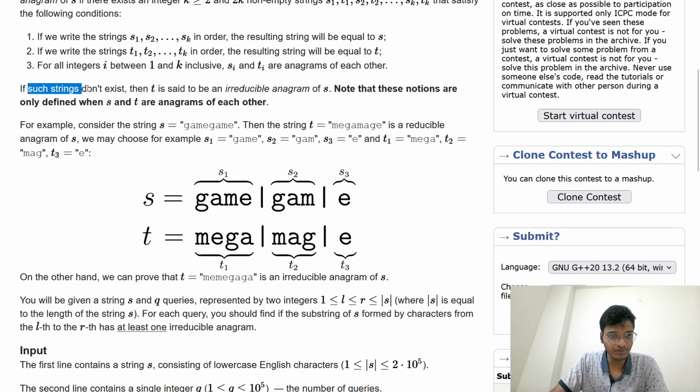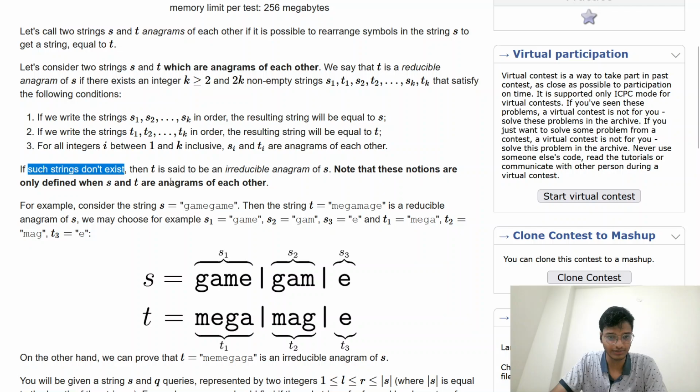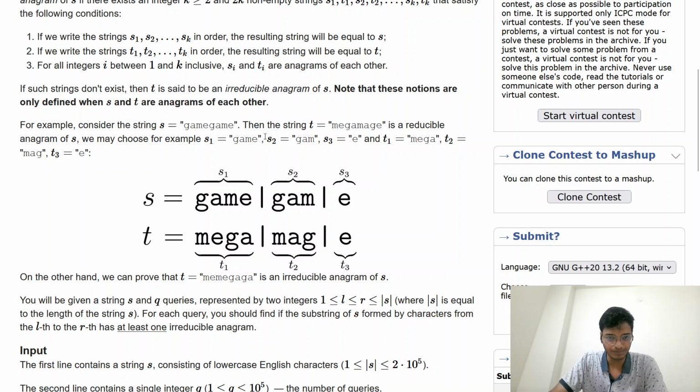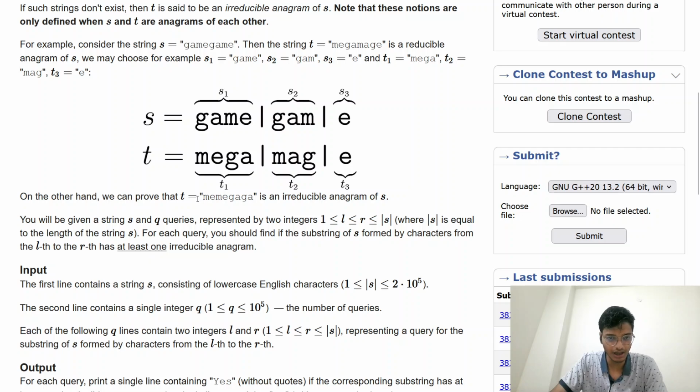So if such a partition doesn't exist, let's suppose we try to rearrange and S1 is not equal to T1, but others may or may not be equal, then we say they are irreducible anagrams, an irreducible anagram of S. I have already told you this example, and the second string is an irreducible anagram of S.